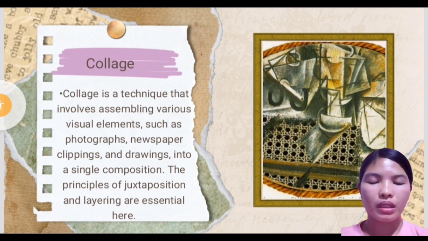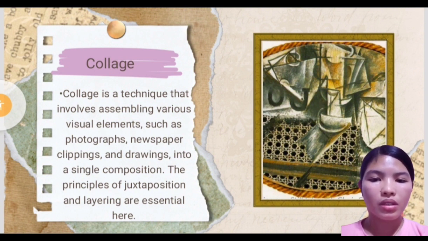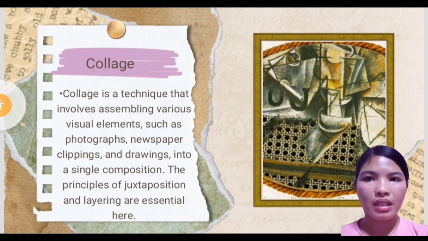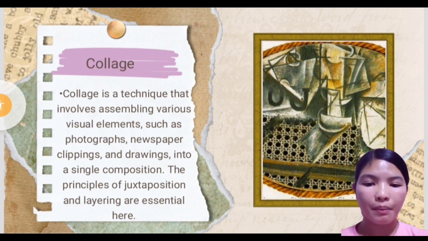The next is collage. Collage is a technique that involves assembling various visual elements, such as photographs, newspaper clippings, and drawings, into a single composition. The principles of juxtaposition and layering are essential here. The example of it is Still Life with Chair Caning by Pablo Picasso. It is an iconic example.